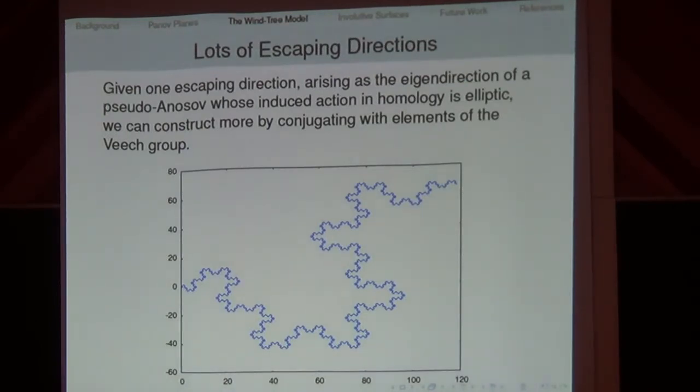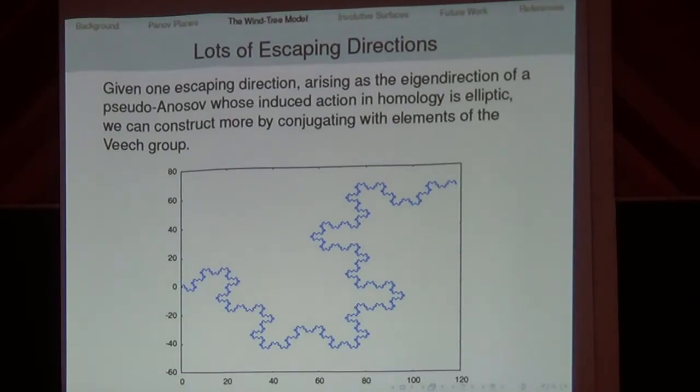So I should say that when you have one of these escaping trajectories that's constructed in this particular way, you actually get lots and lots of them for free, because if you conjugate by elements of the Veech group, you get another pseudo-Anosov that acts hyperbolically or elliptically or whatever on homology as well.